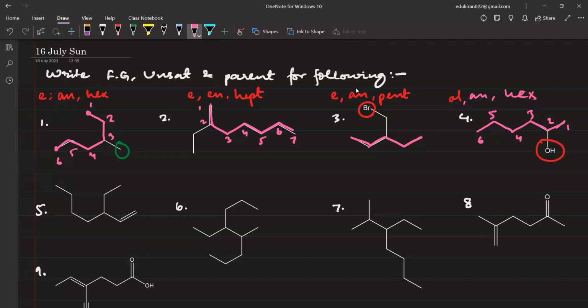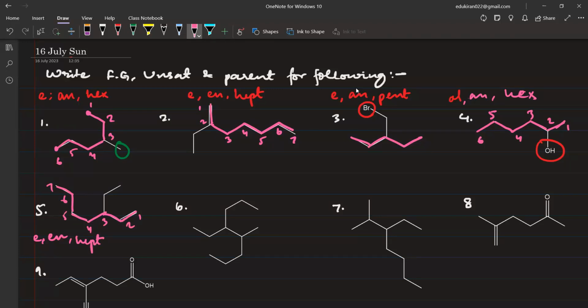In this case it will be again e because there's no functional group. Then there will be en, and for the parent carbon chain I will start from here. This is the parent carbon chain. So it will be 1, 2, 3, 4, 5, 6, and 7. So it will be hept.